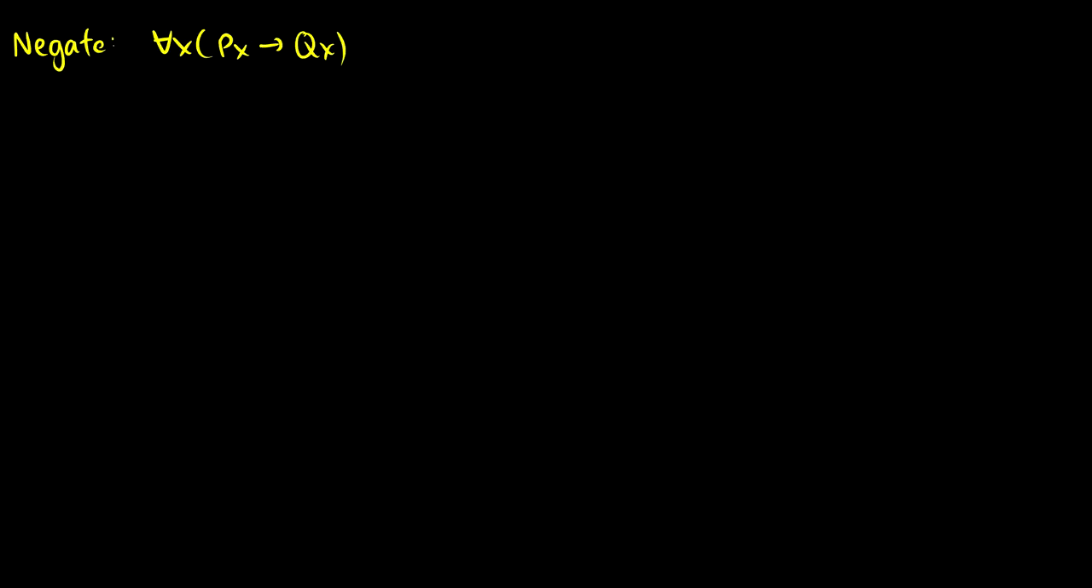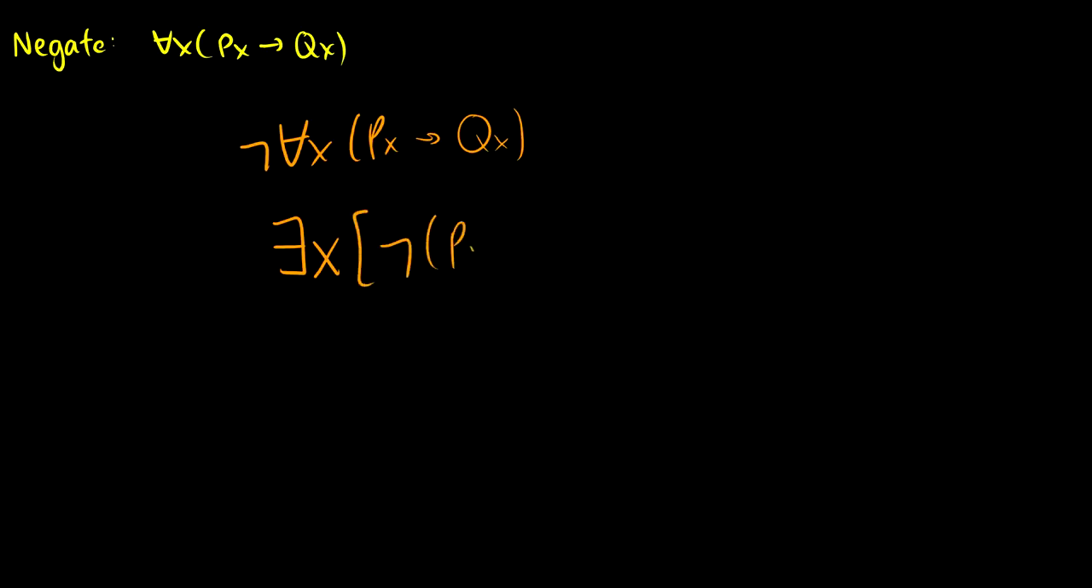Okay, here's another one. For all x, p of x arrow q of x. So let's negate this. So we have not for all x, p of x arrow q of x. So the first thing, the negation comes in. It flips this for all x to an exists x, and then it negates the rest. So we have not, p of x arrow q of x.